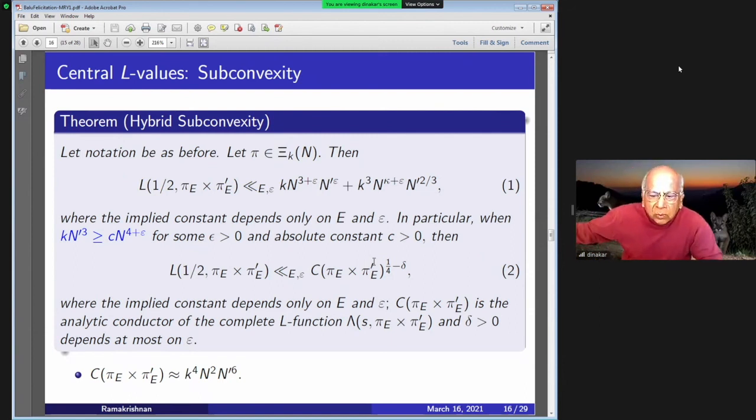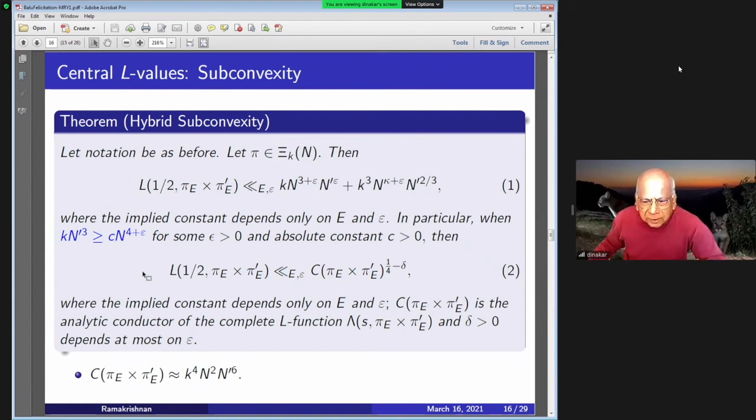But anyway, to get subconvexity, it's important here that k times n prime cubed is at least c times n to the 4th plus epsilon. So we're in this restricted range, we're not doing it arbitrarily, and that's why we call it hybrid subconvexity. So in the restricted range, n and n prime can both go to infinity, but you have to do this, and then this thing here is bounded by c to the 1/4 minus delta. So you do get subconvexity if you're in this restricted region. So it's not an arbitrary plane, but a restricted region in the plane.